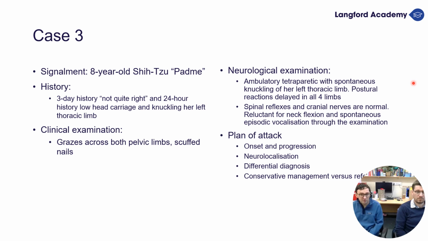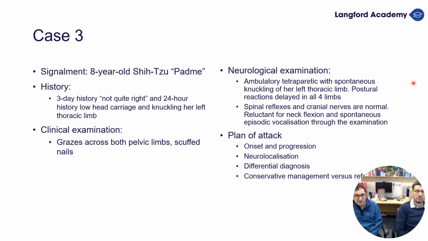When we look at her neurologically, she was ambulatory tetraparetic with spontaneous knuckling on her left thoracic limb. What I mean by that is that she's giving way and she's almost collapsed on that limb. Her postural reactions were delayed in all four limbs. Her spinal reflexes and cranial nerves were normal, but she has some reluctance for neck flexion and spontaneous episodic vocalization throughout the consult, when she's walking around the room and through examination.